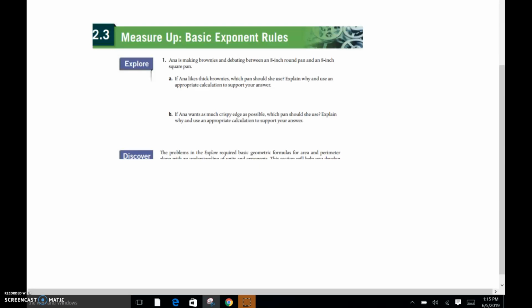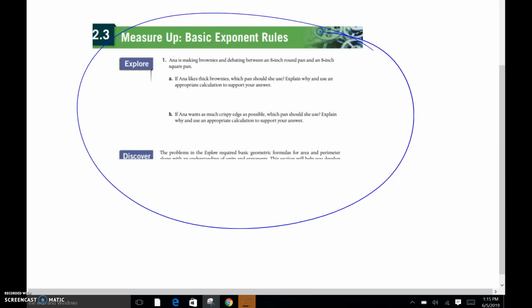Okay, so on page, what are we on? Page 176. Go ahead and think about the Explore right here. So think about question A and B, and then try to think which one you can do, and see if you can think of any math that would support your answer. So you might have some logic, so that's great too. Think logically why that would happen. But then we're also going to try to do a little math here to figure it out.